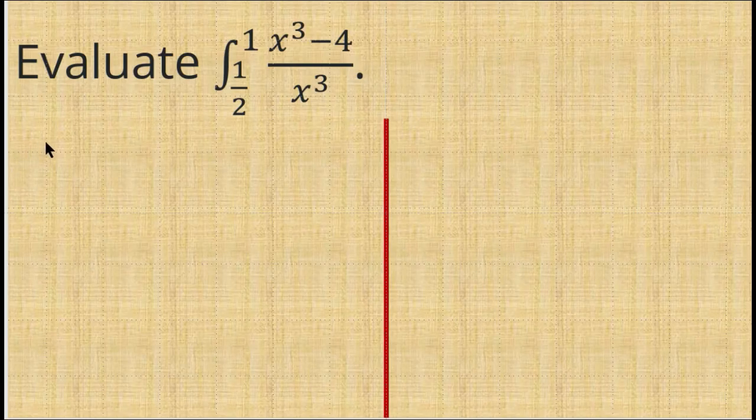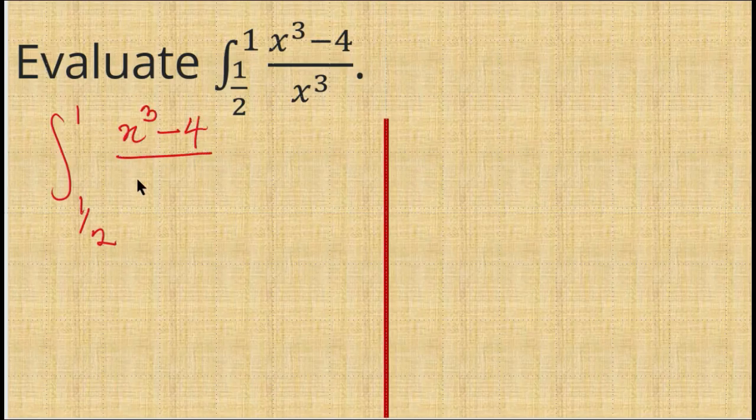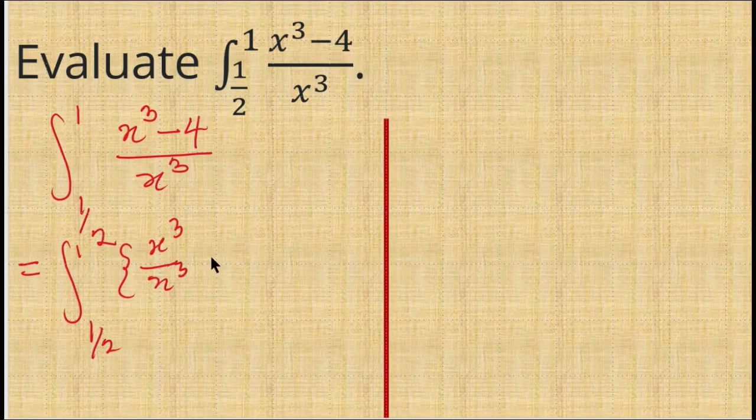We have this question on integration and we'll have to evaluate this expression. Now let me simply rewrite the expression. This is the integral from 1 to half of (x^3 - 4) over x^3. Now to integrate this, the first thing I want to do is break down this expression. It's the same thing as the integral from 1 to half of x^3 over x^3 minus 4 over x^3, everything with respect to dx.